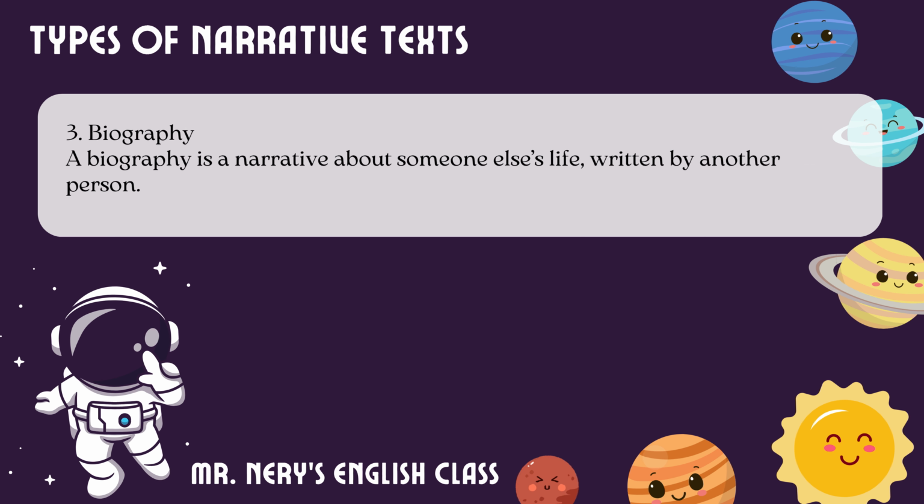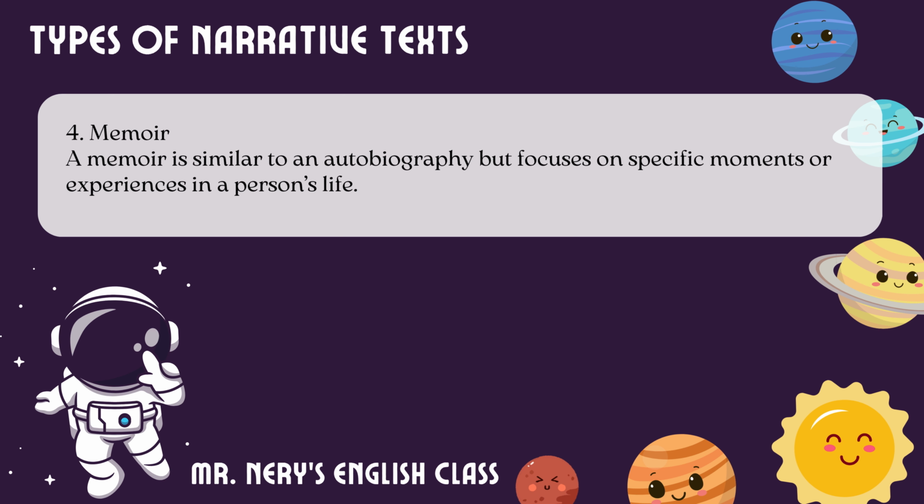Types of narrative texts. 3. Biography. A biography is a narrative about someone else's life, written by another person. Types of narrative texts. 4. Memoir. A memoir is similar to an autobiography but focuses on specific moments or experiences in a person's life.